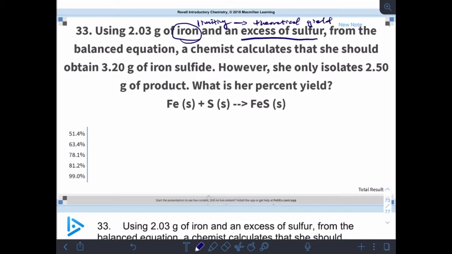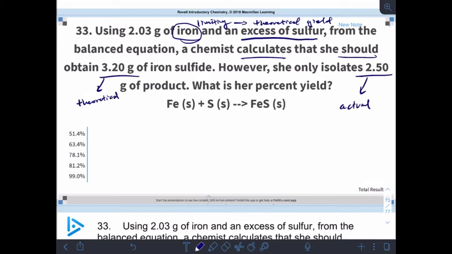So they calculate they should obtain 3.2 grams of iron sulfide. That's your theoretical. However, she only isolates 2.5 grams of product. That's your actual.